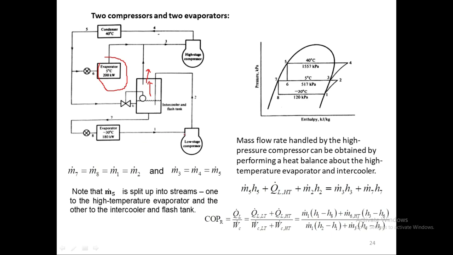Okay. Mass flow rate handled by the high pressure compressor can be obtained by performing a heat balance about the high temperature evaporator and intercooler. So if we want to find out what is this mass which will be handled by the high pressure compressor, this M3, we have to do an energy balance about the flash tank and the first evaporator. These two, we have to make an energy balance between these two.